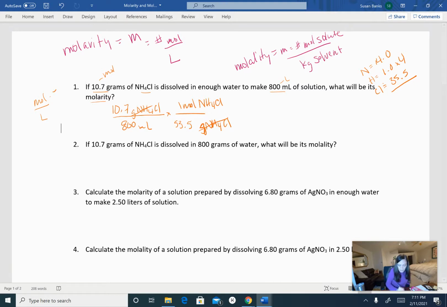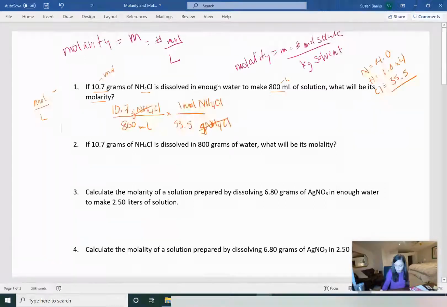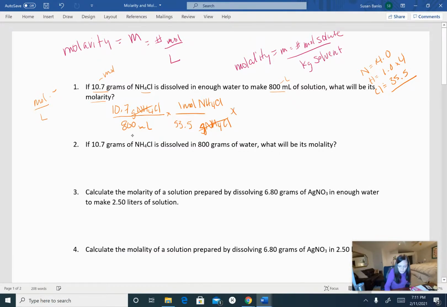Now I need to work on getting liters and milliliters. Milli means 1/1000th, so that means there's 1,000 milliliters. I'm going to put that on top because I want the milliliters on the bottom to cancel out in 1 liter. Mathematically, we're going to take 10.7, divide by 800, divide by 53.5, and then multiply by 1,000.